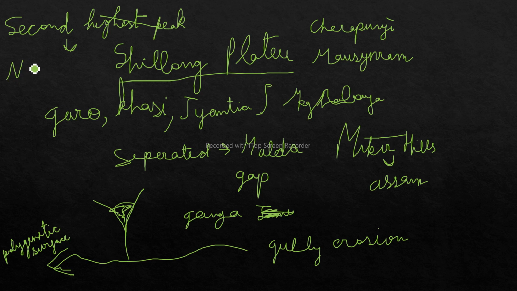Nokrik. It sounds like naukri, the Hindi word for job, so you can remember it from that. The name of the peak is Nokrik. Also, a little bit of coal is found there, and some limestone formations are there.